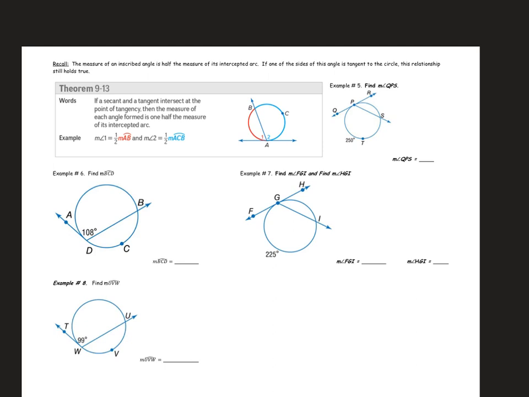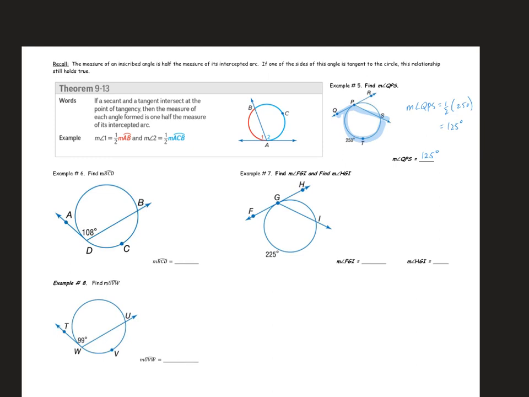So I need to find the measure of angle QPS in example number 1. So here is angle QPS. If I see, here is the intercepted arc. We know it is 250 degrees. So the measure of angle QPS is 1/2 of 250. So if I take half of 250, that is 125 degrees.